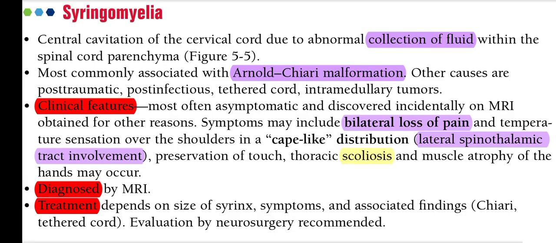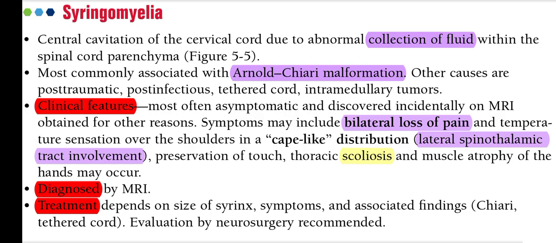This is Pnasia Medicosis. Today we discuss the diseases of the spinal cord that include syringomyelia, transverse myelitis, and Brown-Séquard syndrome. In syringomyelia, there is central cavitation of the spinal cord due to abnormal collection of fluid within the spinal cord parenchyma. The most common association is Arnold-Chiari malformation.